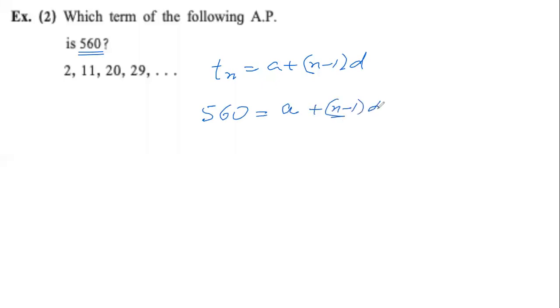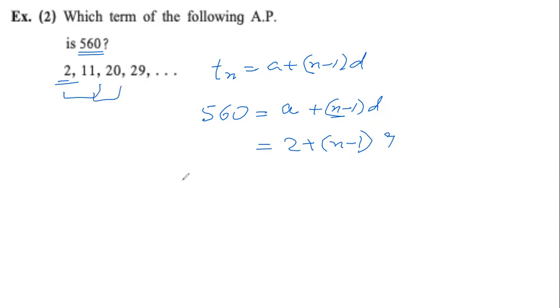What does this mean? This is some algebra. We know the simple formula is Tn equals a plus (n minus 1) into d. We know this. What it says is 560 is some term. So 560 equals a plus (n minus 1) into d. What is a? 2. n we don't know. d you can clearly see is 9.